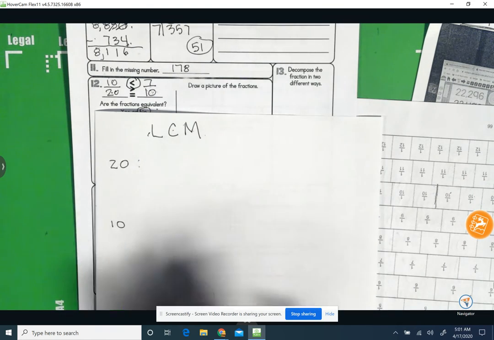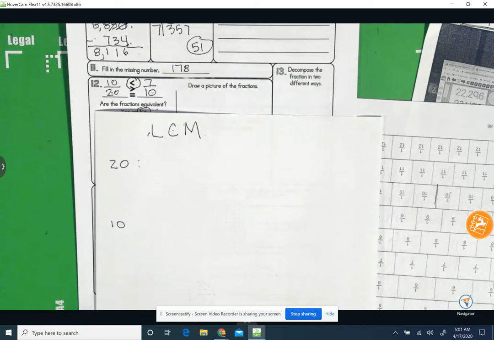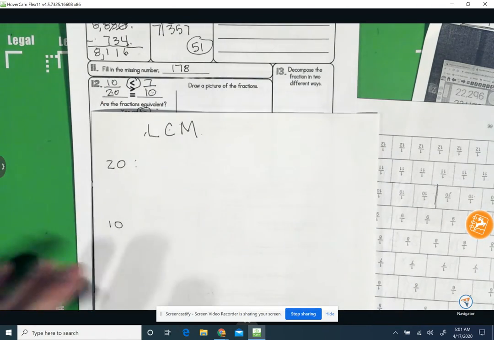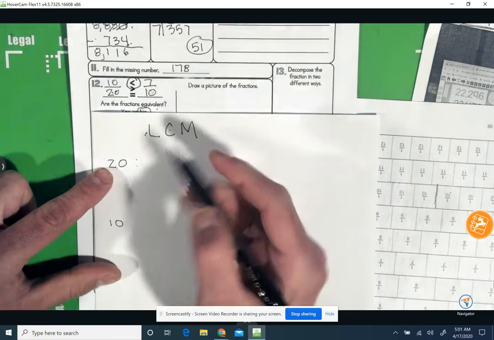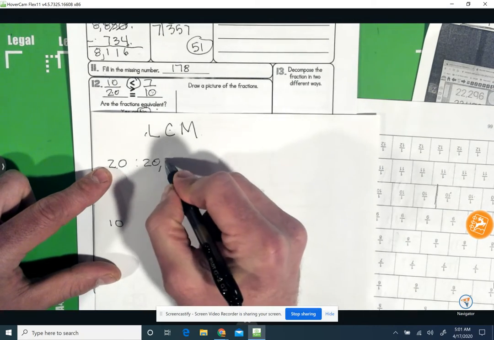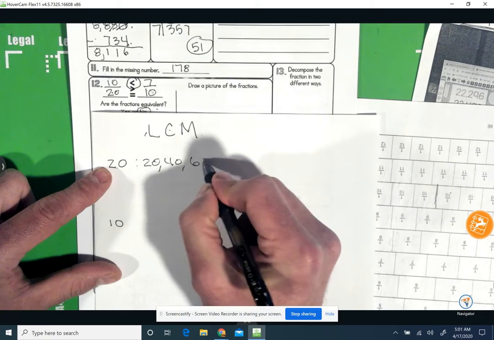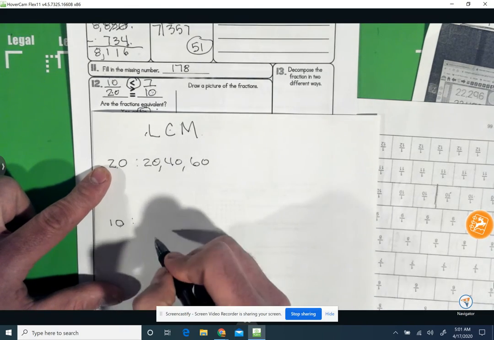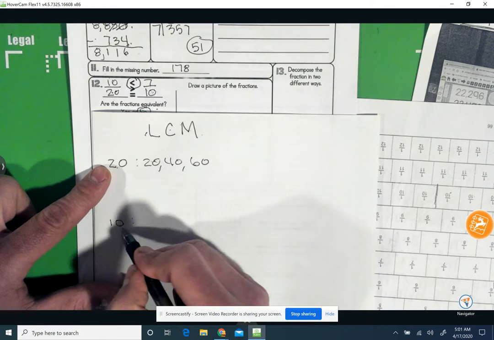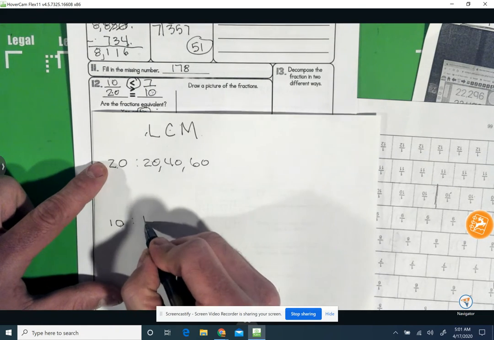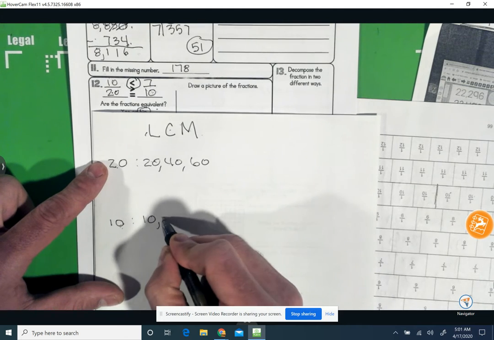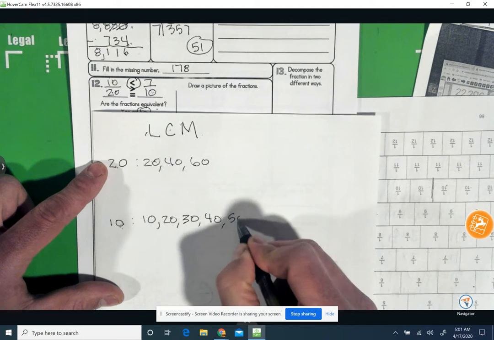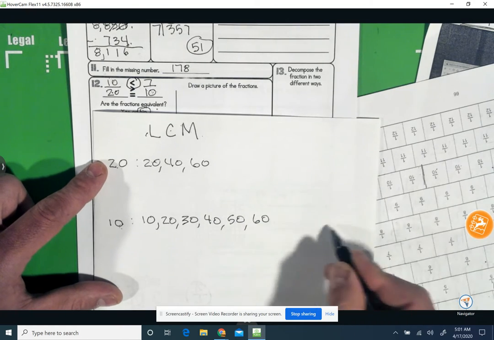So that we can create a denominator that is the same for both fractions. So we have the denominator 20, the multiples are 20, 40, and let's just stop at 60, because I anticipate the smallest common multiple is going to be 20, as 20 is a multiple of 10, and it's the first one for 20. We have 10, 20, 30, 40, 50, 60, and we could keep going and going.